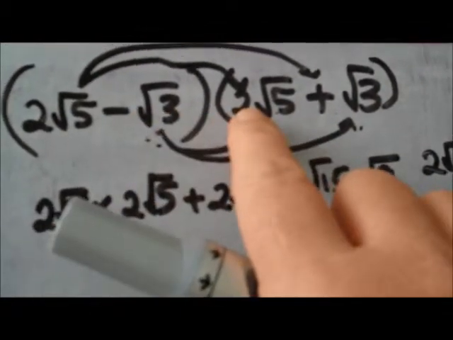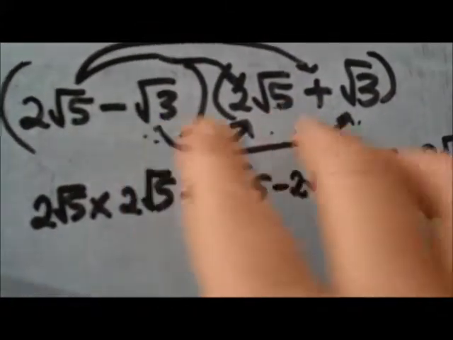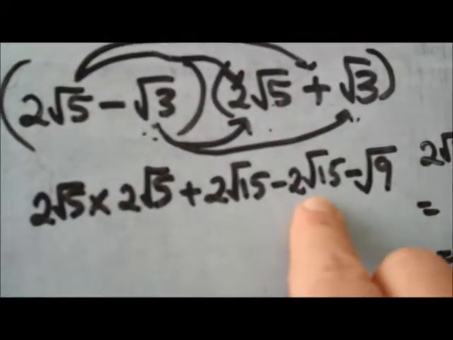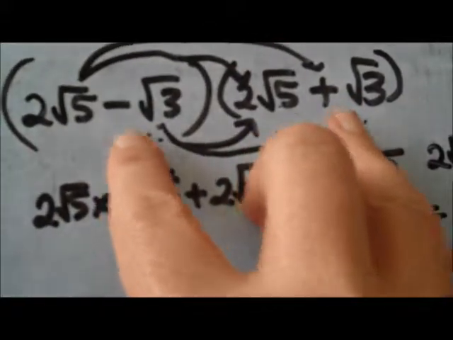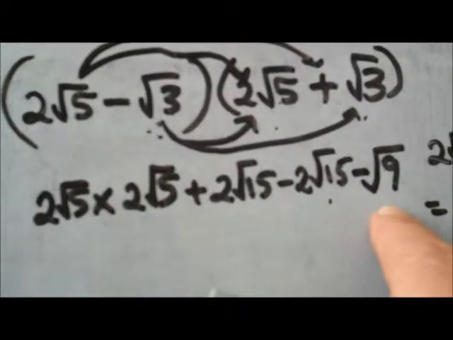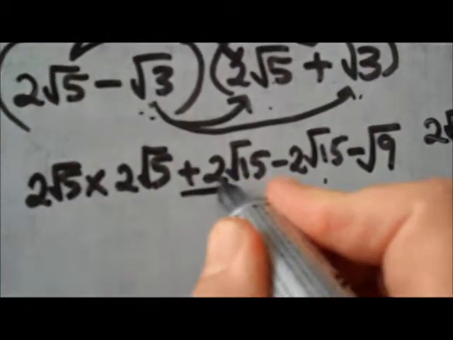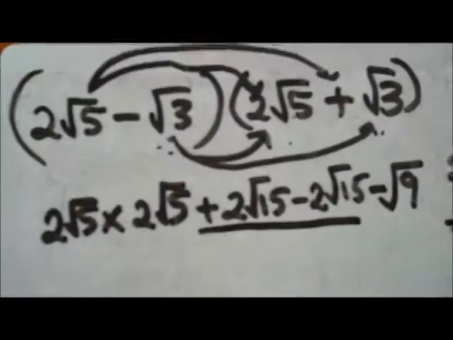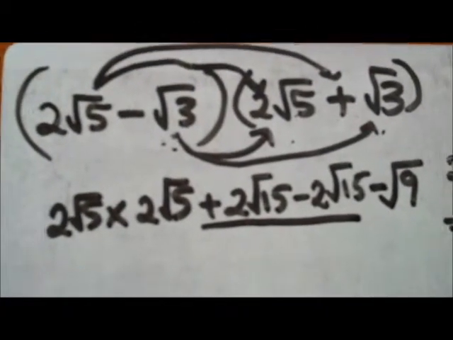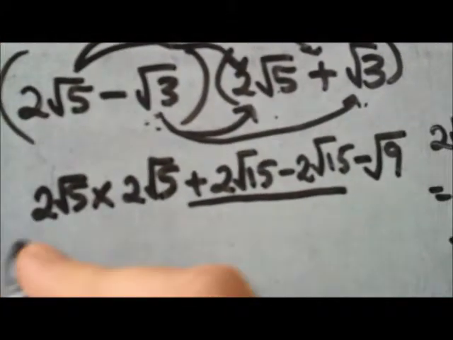So I've got 2 times 1, which is this 2, and root 3 times root 5 is again root 15. Negative times a positive gives me the negative. Root 3 times root 3 is root 9. 3 3s are 9. Can you see that this is equal to 0? Plus 2 root 15 minus 2 root 15. Done. So that's actually gone. So what I'm left with is 2 root 5 times 2 root 5.